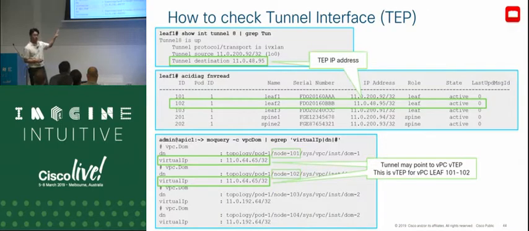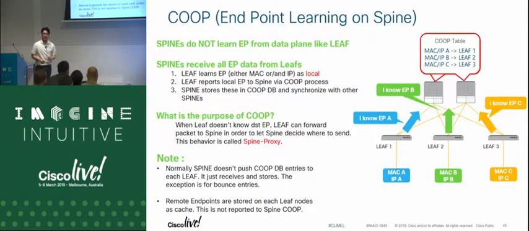Then in the remote endpoint, it always points to the tunnel interface because it needs to point to the other leaf. So this is the command to check which tunnel interface is pointed to which node. Okay? Then the last thing is the COOP database. This is basically an endpoint table in the spine.